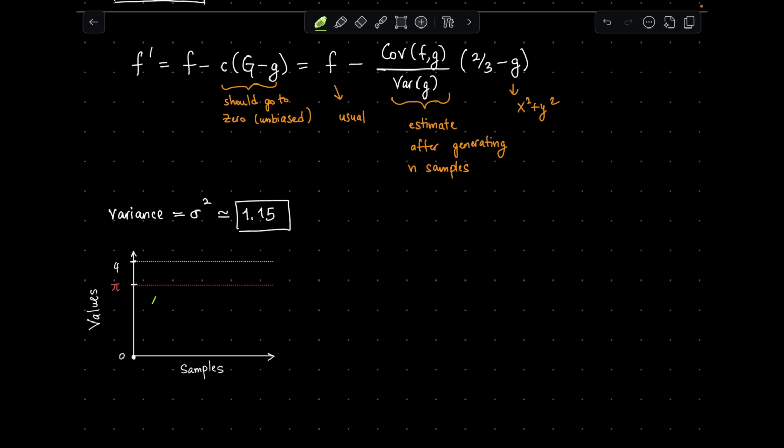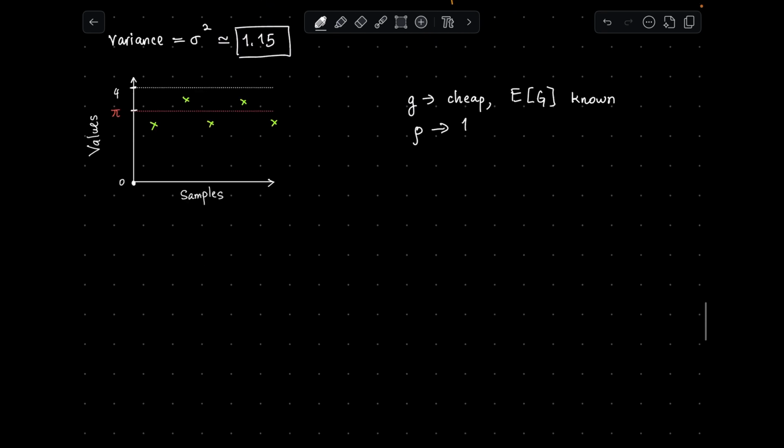Also, if we visualize the samples, we see that the samples fluctuate around the value of pi, and we don't get zero values in general due to the correction term. The control variate technique is useful if evaluating G is cheap, its expected value is known, and also the correlation is close to 1. Next, let's move on to the antithetic variate technique.